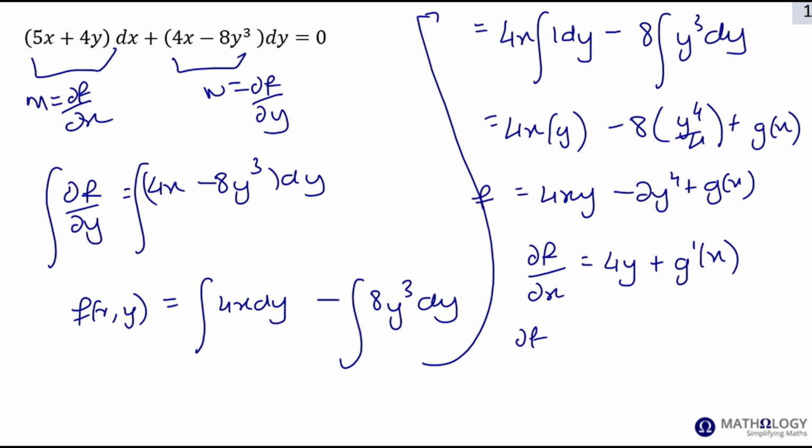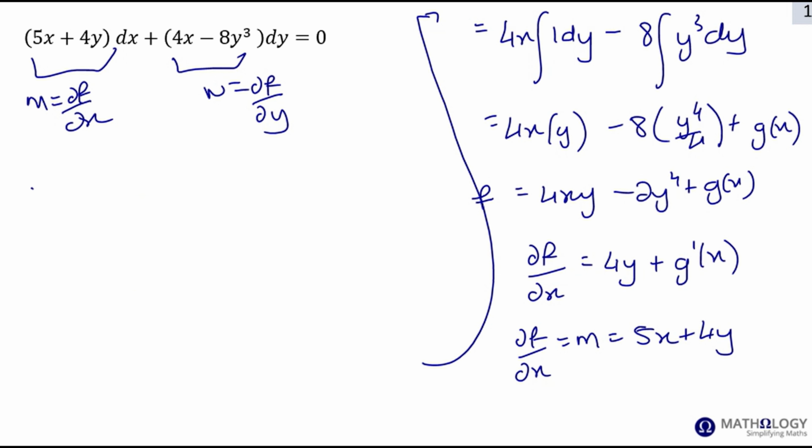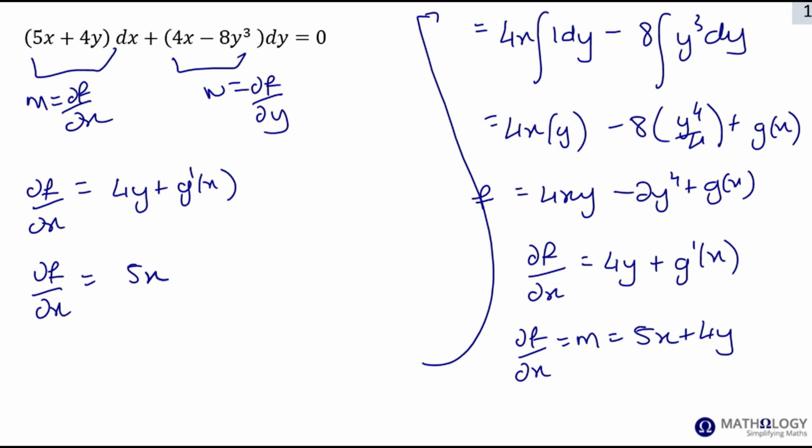And we're now going to compare this expression to what m is. M is 5x plus 4y. So just writing this out again, df dx, the partial of f with respect to x, is 4y plus g prime of x, and the expression for m, which is the partial of f with respect to x, is 5x plus 4y.